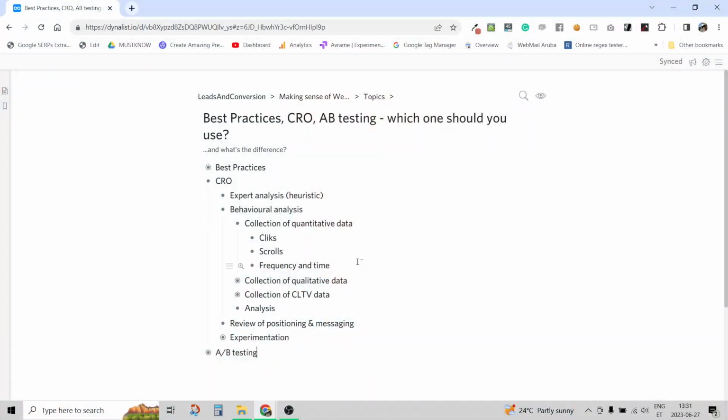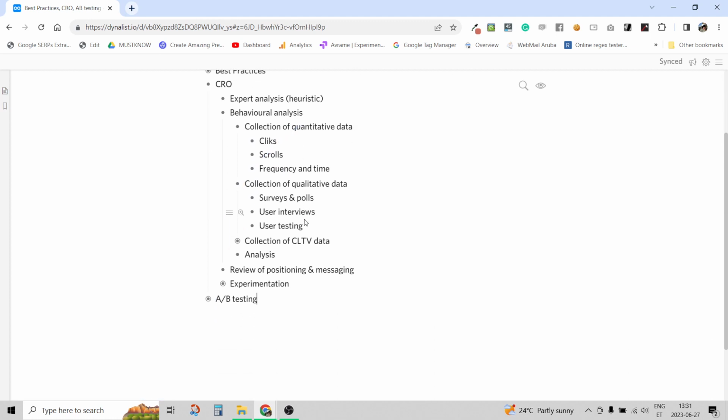So that's one part, quantitative analysis. And the other part is the qualitative data, which is usually surveys and polls. So we send to your users, well, this can be done on the site. So we pop questions on the site, or we send emails. And then we make user interviews. So we talk to people that come to your website and try to understand their motivations, what they're really interested in.